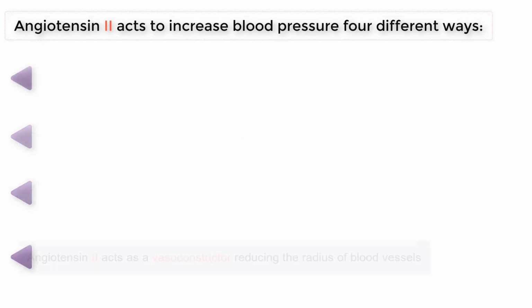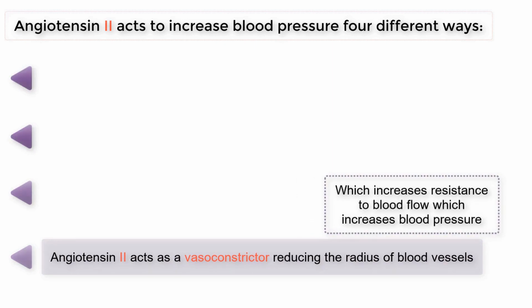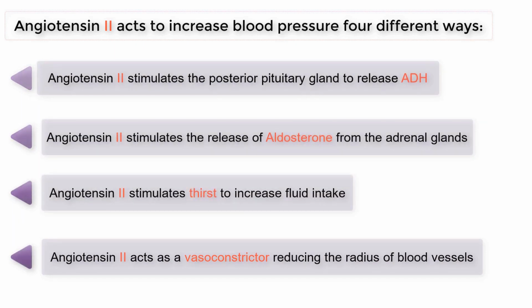Number 4. Angiotensin II acts as a vasoconstrictor, reducing the radius of blood vessels, which increases resistance to blood flow, which increases blood pressure. These 4 steps are how angiotensin II is able to act to increase blood pressure.